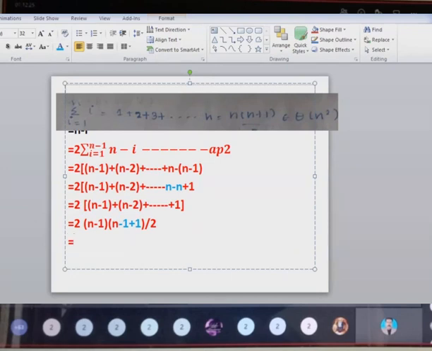Remaining term is 2 into n minus 1 into n divided by 2. Okay. Finally, cancel the 2 and 2. Remaining, we have n minus 1 into n, right? Which is n square minus n.